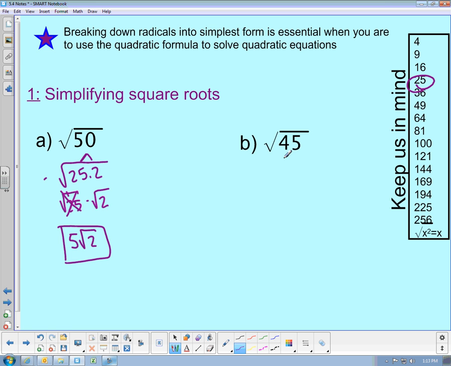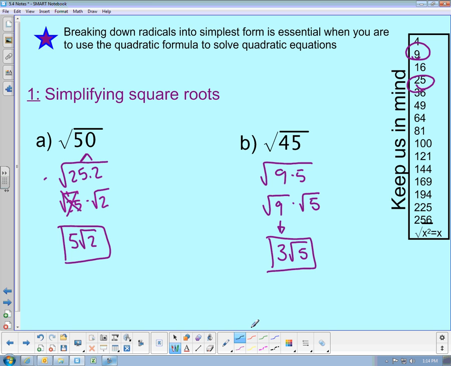Same thing with the square root of 45. I want to look for a perfect square that comes out of 45. A perfect square would be 9. So I can split that into the square root of 9 times 5. That's the same thing as the square root of 9 times the square root of 5, and the square root of 9 I know is 3. So I have 3 times the square root of 5 as that simplified expression. Now I have no perfect squares left because there's not a perfect square in 5 and there's not a perfect square in 2 over here in part A. So I have no perfect squares left underneath the radical.